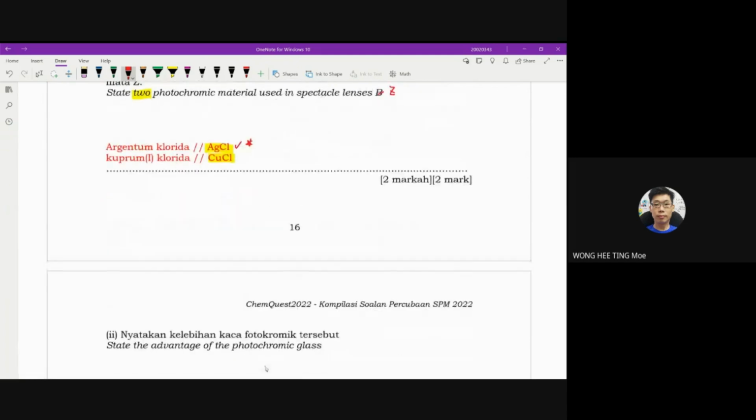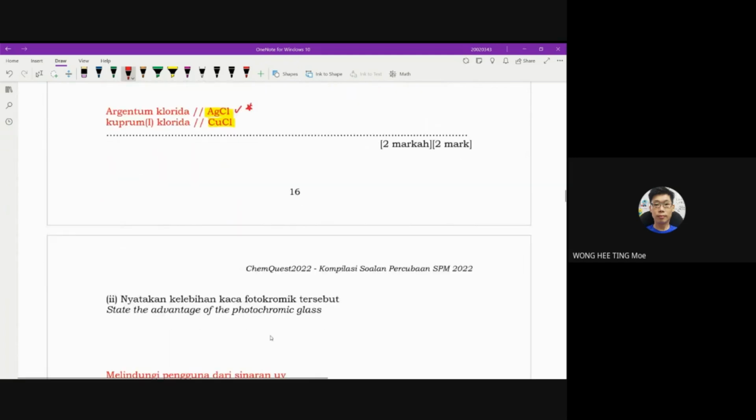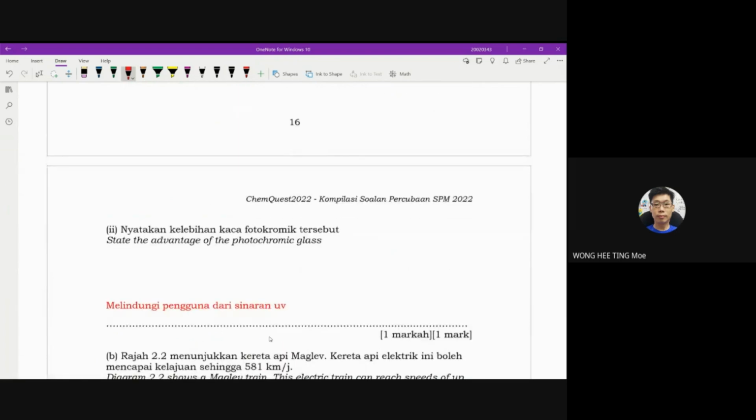Okay, next step, the advantage of the photochromic glass. Here, it can protect the user from UV light, or UV ray. Protect the user from UV ray.